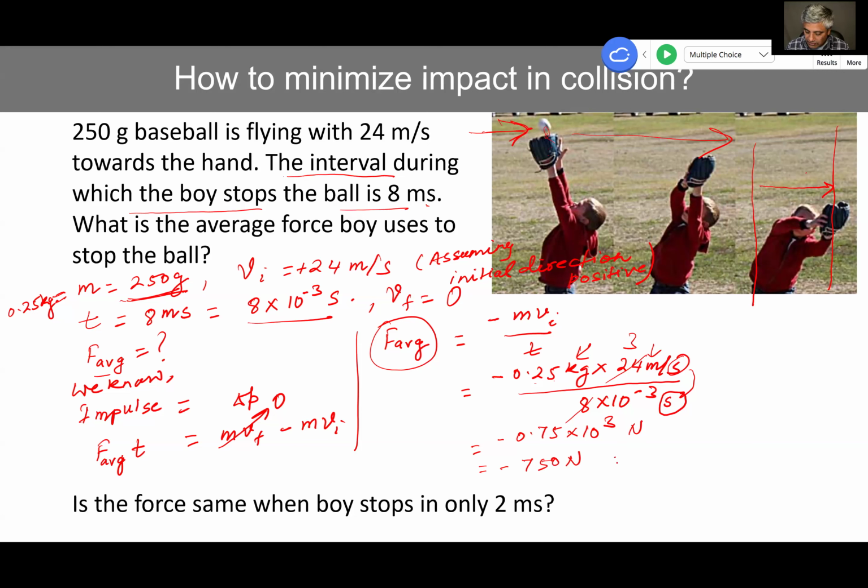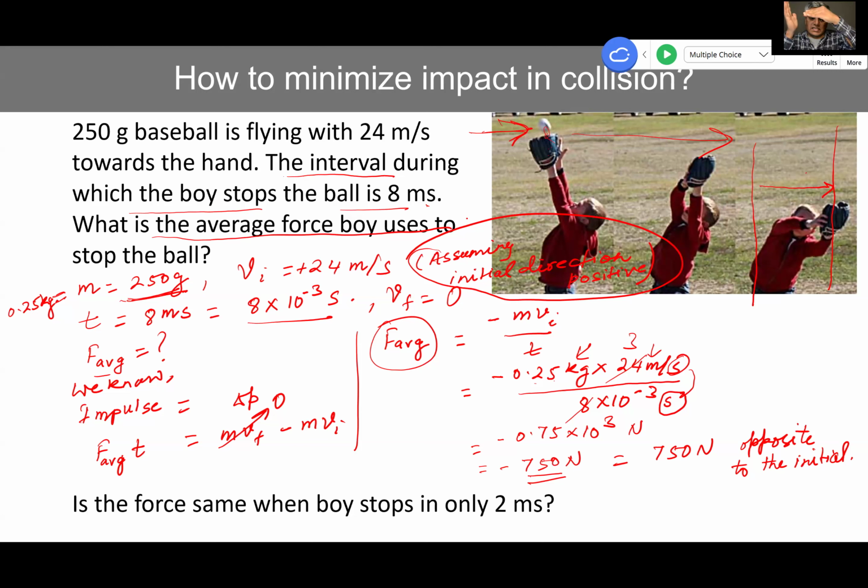Okay. So now this negative simply means 750 Newton. See, this is force, which is a vector. So negative means opposite to the initial. I said initial was positive. So this is the force from the boy to the ball. Ball hits the boy, and the boy basically applies force in the opposite direction. That's the reaction force, okay? So the boy is applying force in the opposite direction of the motion of the ball. That makes perfect sense. That's what the negative sign means.